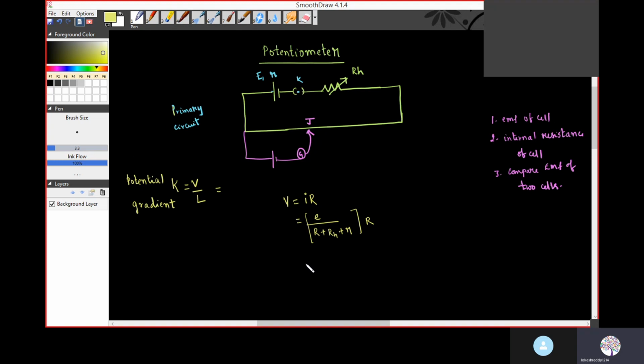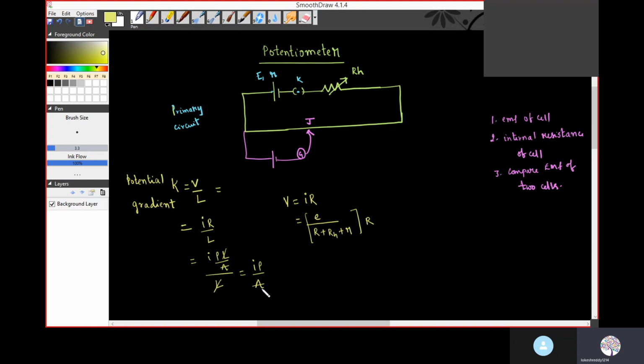Now I can write the potential gradient K is equal to V by L. V is equal to I into R, so IR by L. That is equal to, in another way, E by R into rho L by A, by L. This L and L get cancelled. Then I get I rho by A.